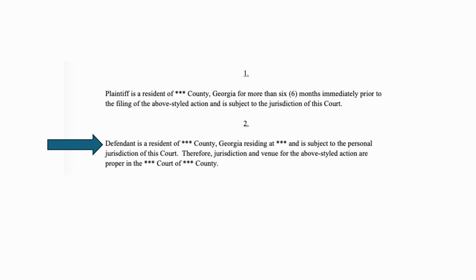Then we're going to have where the defendant lives, what county specifically they live in. Then we're going to have their actual address. And then we'll have the type of court, like is it Superior Court, State Court, Magistrate Court of whatever county that court is located in.